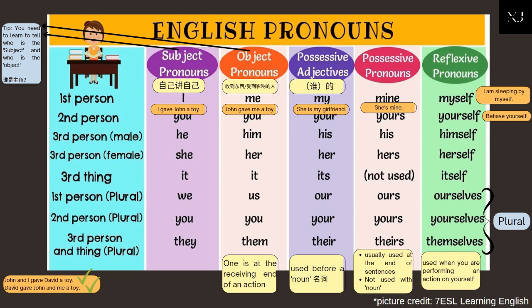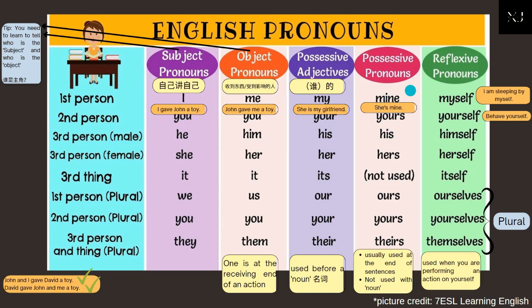Okay, next one we have possessive pronouns. This one we usually use at the end of sentences, and we don't use it with a noun. Very easy to remember this. Can y'all see? Did y'all notice? It ends with S. Yours, his. I mean, his always ends with S, right? Yours, his, hers, ours, yours, theirs. You can see every single one of these ends with S, right? So it is always at the end of the sentence.